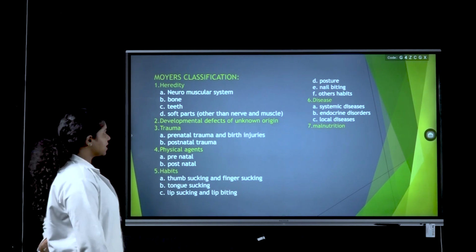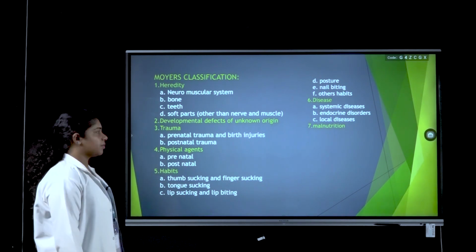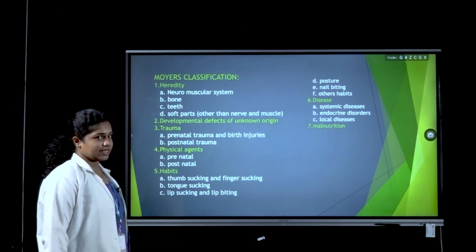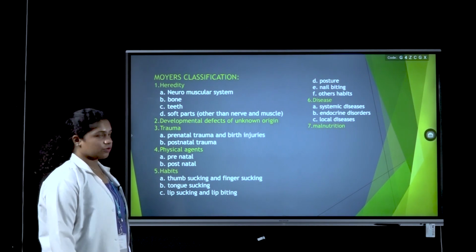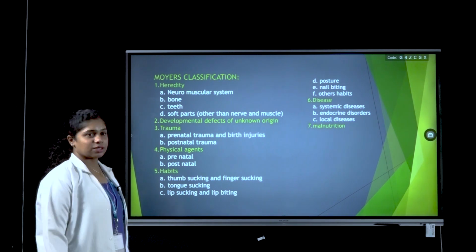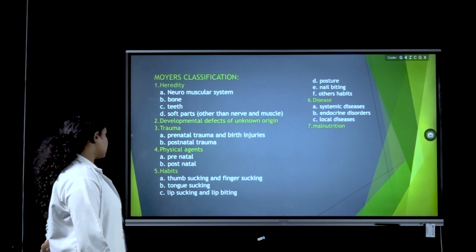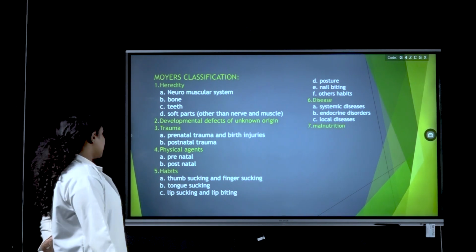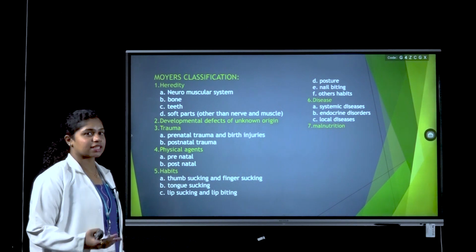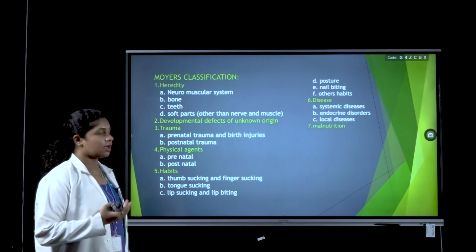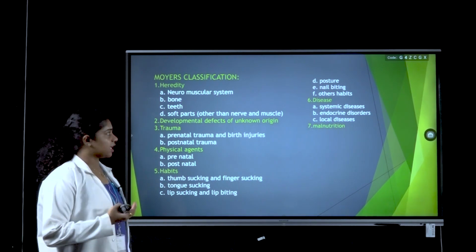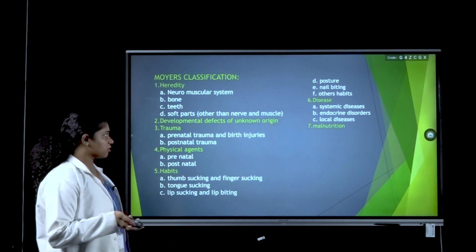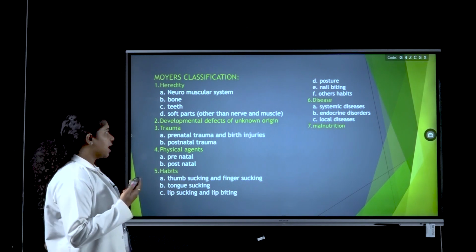Moyer divided the etiology of malocclusion into 7 categories that include heredity, developmental defects of unknown origin, trauma, which can be prenatal trauma and postnatal trauma, physical agents, which may be prenatal or postnatal, habits such as thumb sucking, tongue thrusting, lip sucking, posture, nail biting, and any other habits, diseases which include systemic diseases, endocrine diseases, and local diseases, and malnutrition.